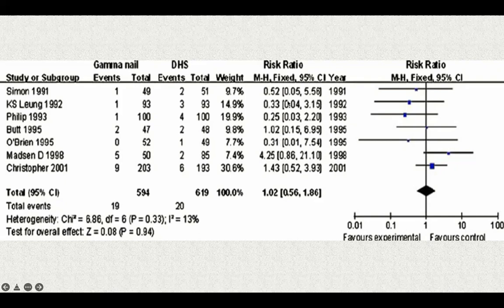So all of these studies are individually statistically insignificant, and obviously their collective outcome says that it is not statistically significant. As the collective outcome is represented by the diamond lozenge, it also lies at the point of no effect. Okay.